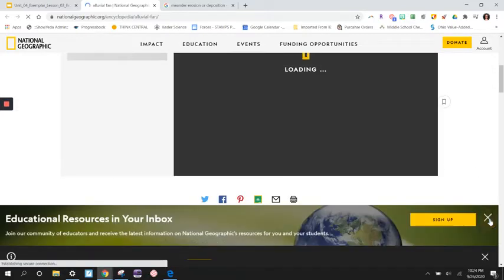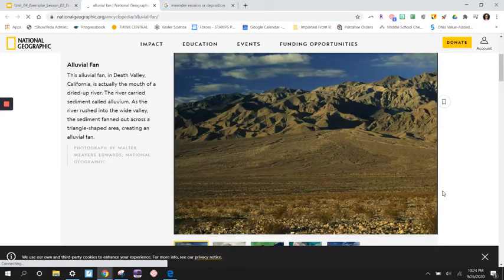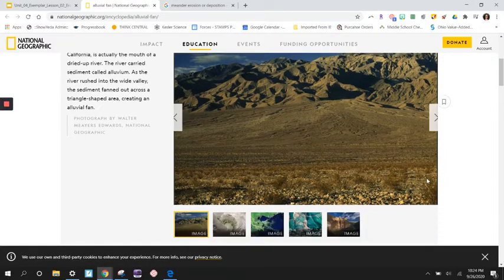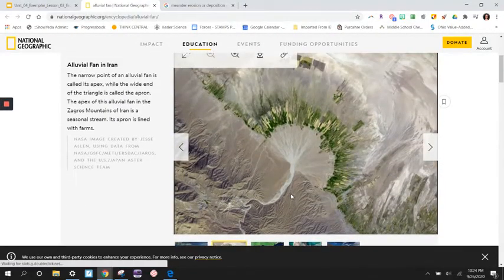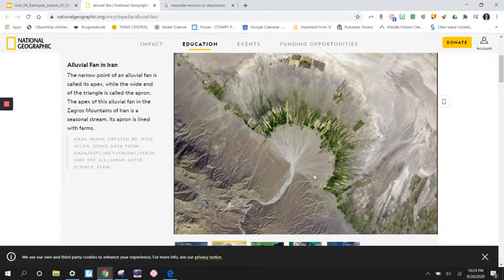So here are some other examples of alluvial fans. This is in Death Valley, California. It's actually the mouth of a dried up river. The river carried its sediment. As the river rushed into the wide valley, the sediment fanned out across the triangle-shaped area, creating this alluvial fan. The narrow point of an alluvial fan, so this area right here, is called the apex, while the wide end of this triangle shape is called the apron.